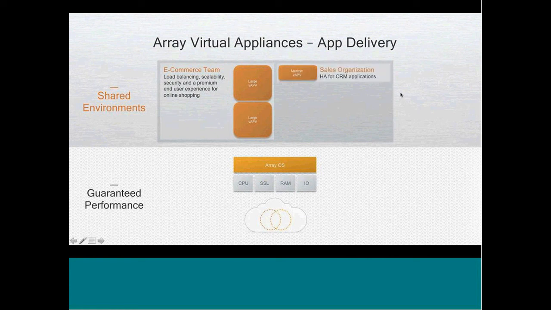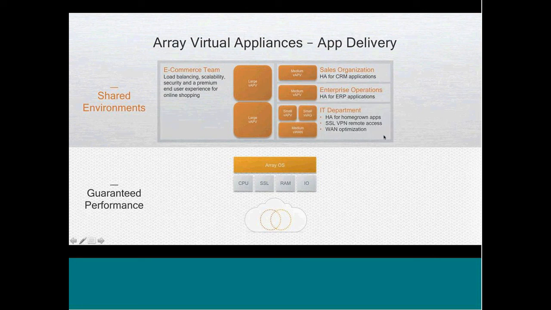Their sales organization had a CRM application, and the load on that system wasn't as high, so they installed a medium instance of a load balancer, or a virtual application delivery controller, on this platform. They had another enterprise ERP application that also didn't need as high performance and scale, so they deployed a medium instance. And then they had an IT department with some old homegrown apps that they wanted to continue for the sake of continuity. So they were able to allocate small instances of virtual appliances on this platform.